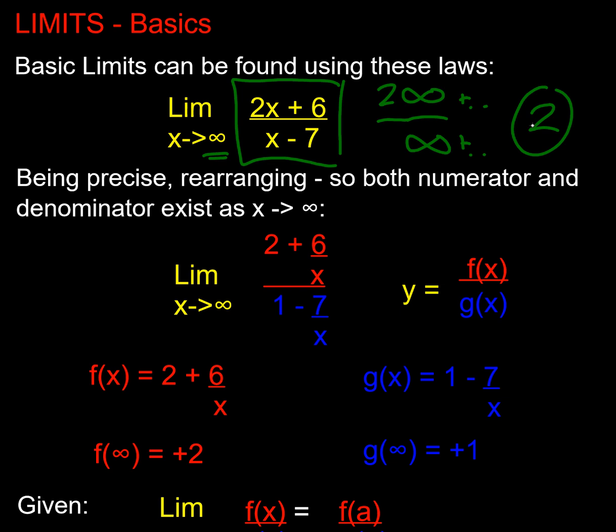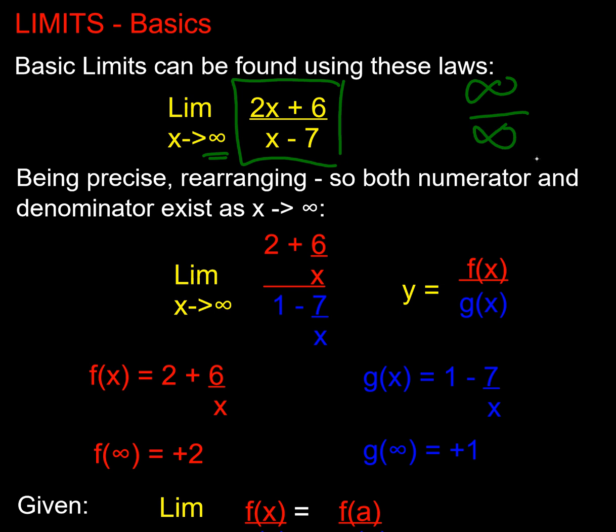So how am I going to fix the problem that I've got up here? I don't want to have an infinity over infinity. That's no use to me. I want something that's finite. So if I look at the top, that's a multiple of x, isn't it? And the bottom's a multiple of x. So if I divide the top and the bottom by x, what would I get? Well, my top would become 2 plus 6 over x, wouldn't it? And that's my numerator, and my denominator will become 1 minus 7 over x, yeah?